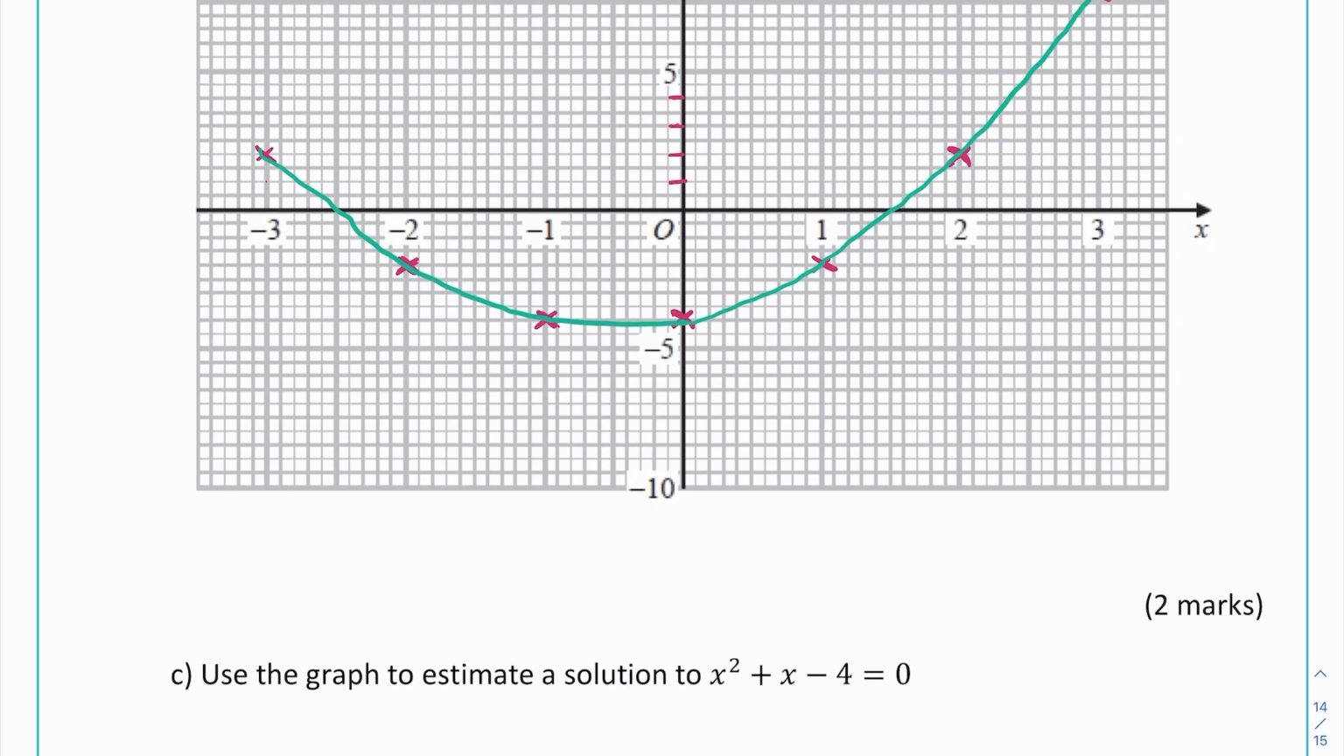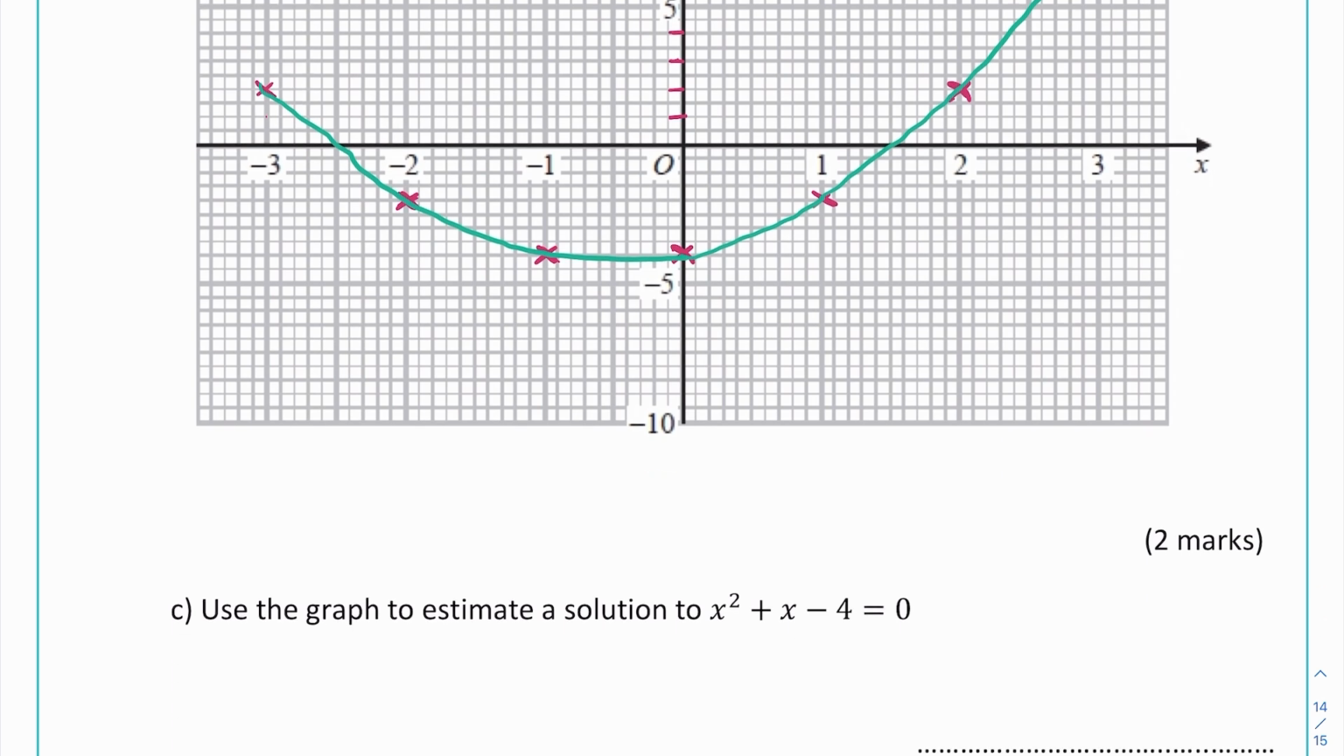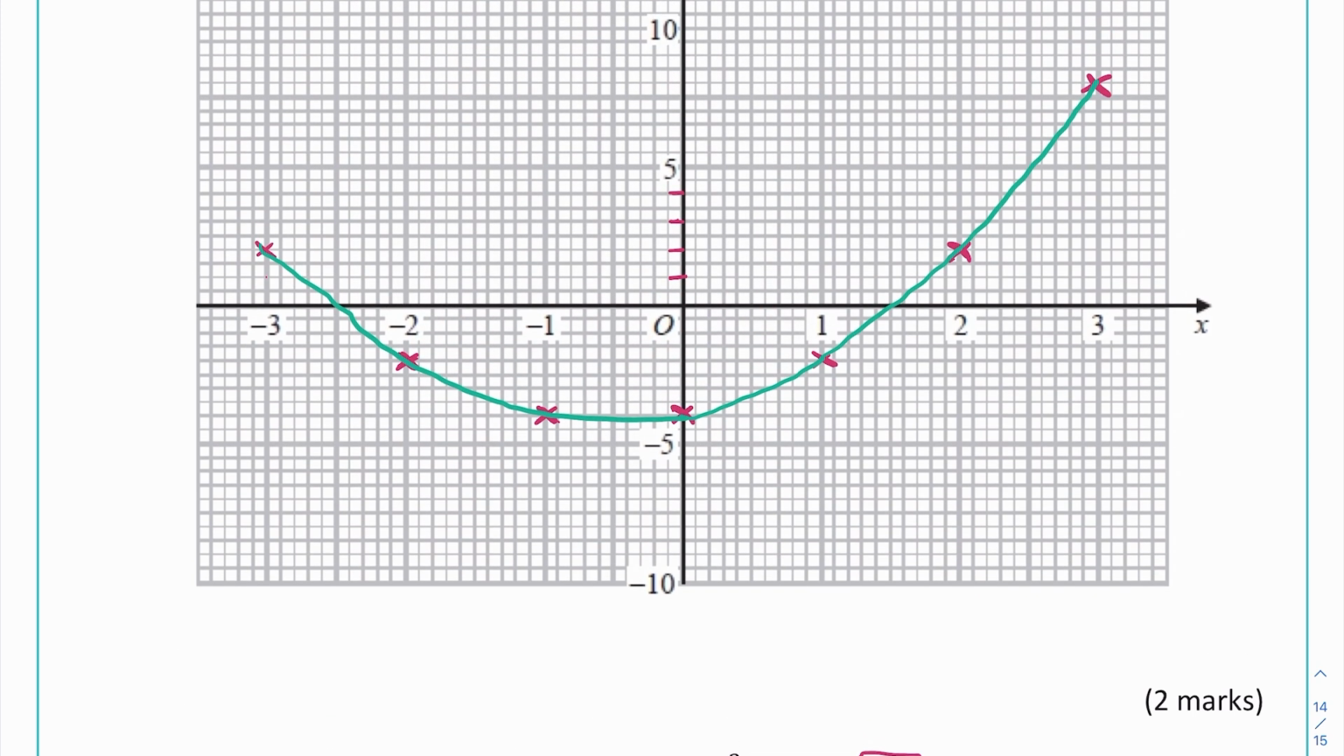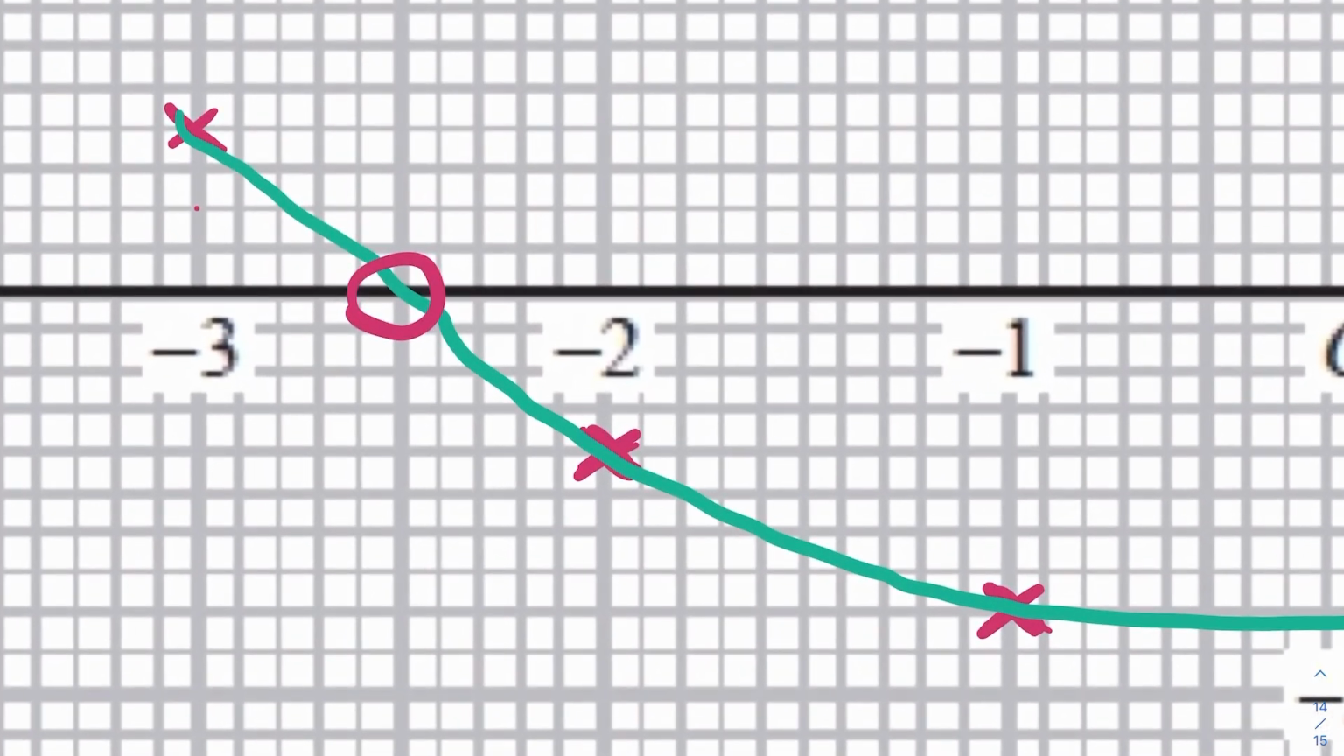We also have a part C here. It says use the graph to estimate a solution to the equation. Now it does say where it equals 0, and when it equals 0 we're looking at the roots. We're looking along the x-axis along here. So if we look along the x-axis, you can see that there is a solution here and there is also a solution there. Now the solution on the left, that lands for me right in the middle of those two. So this number here is in between -2 and -3.